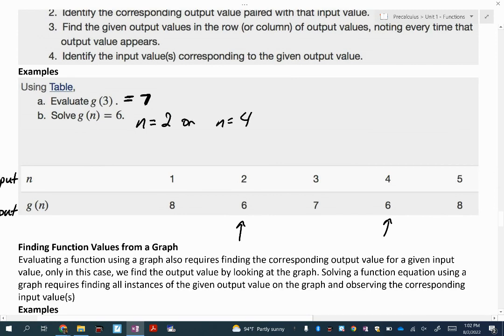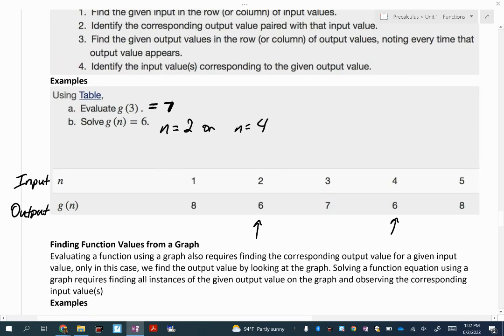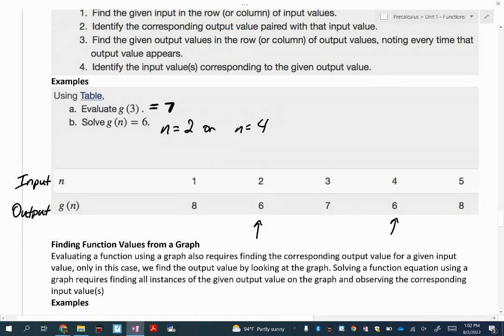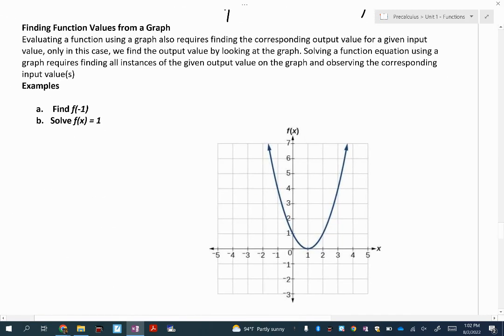Some students might think at this point, wait, I thought you said it was a function and you couldn't repeat. But look in the table and see what's repeating. What is repeating is actually your outputs, which is okay. The things you cannot repeat are your inputs. All right, let's do the same thing with a graph.